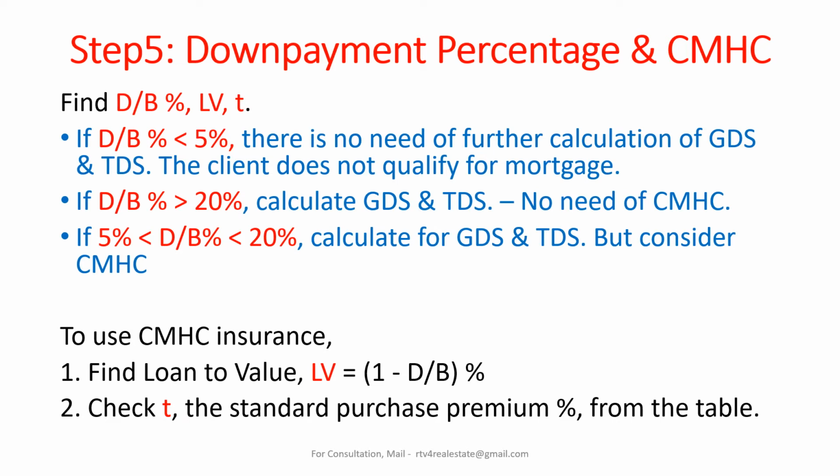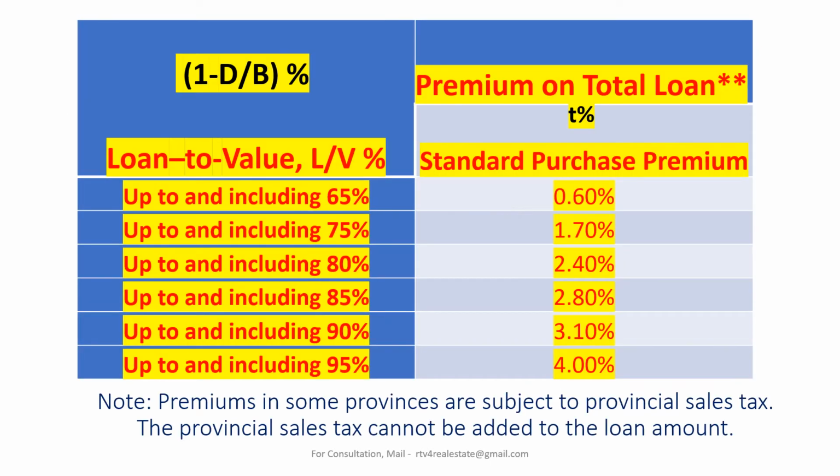To use CMHC insurance: 1. Find loan to value, LTV, equals 1 minus D by B percent. 2. Check T, the standard purchase premium percent, from the table. Use this table to find T, the standard purchase premium values based on the loan to value percent. Note, premiums in some provinces are subject to provincial sales tax. The provincial sales tax cannot be added to the loan amount.